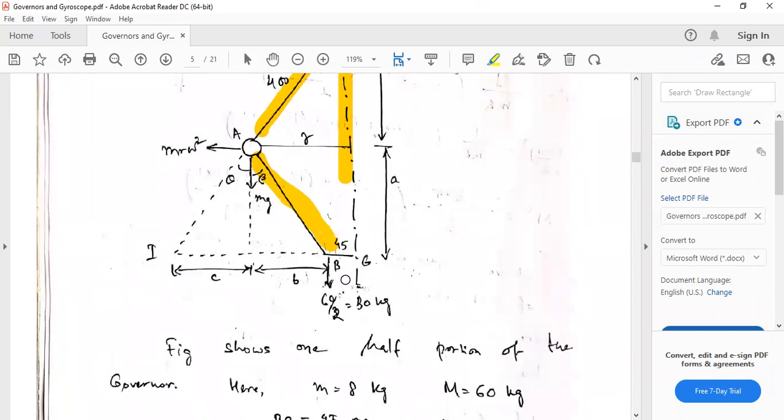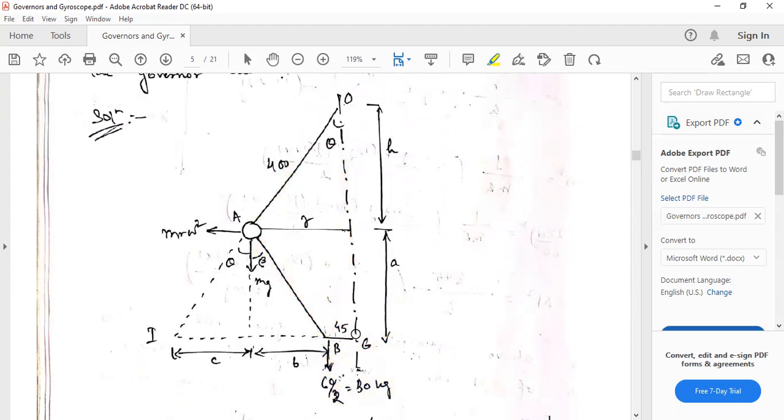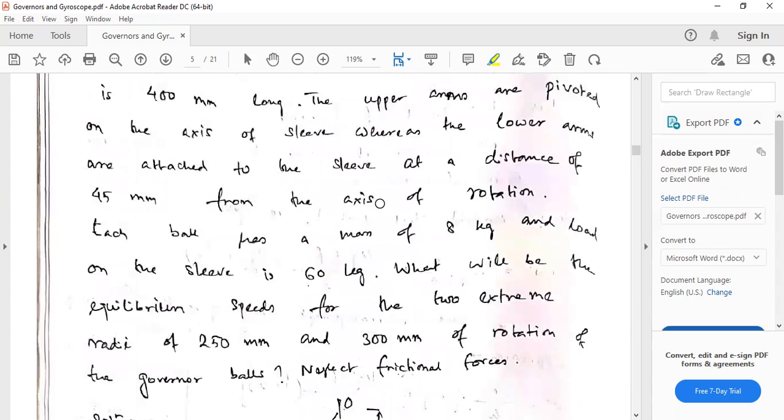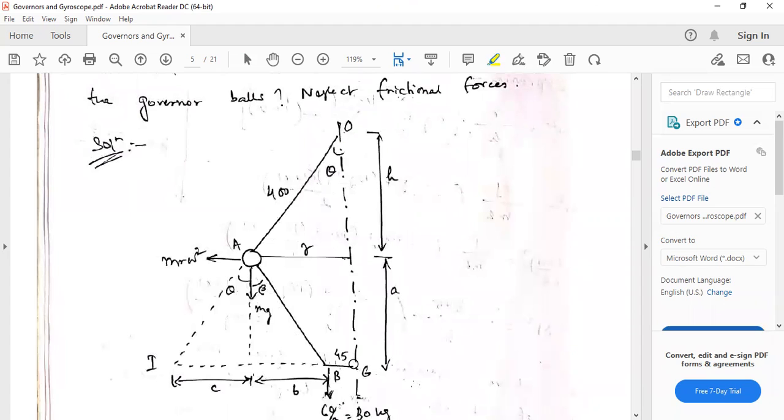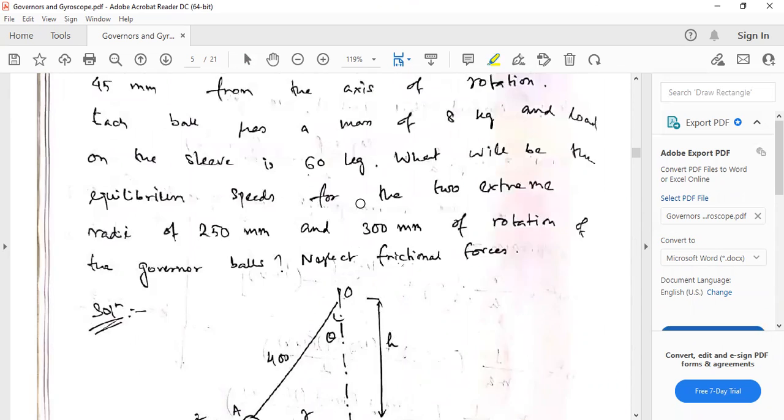You can ask me why this is the case. Because you have a bigger sleeve, you cannot just attach it to the center. The sleeve has some diameter, isn't it? That's why we have to attach it away from the center line, at a distance of 45 mm from the axis of rotation. So this distance is also given, 45 mm. This is the axis of rotation, all of you know. So this is the Porter governor, right?